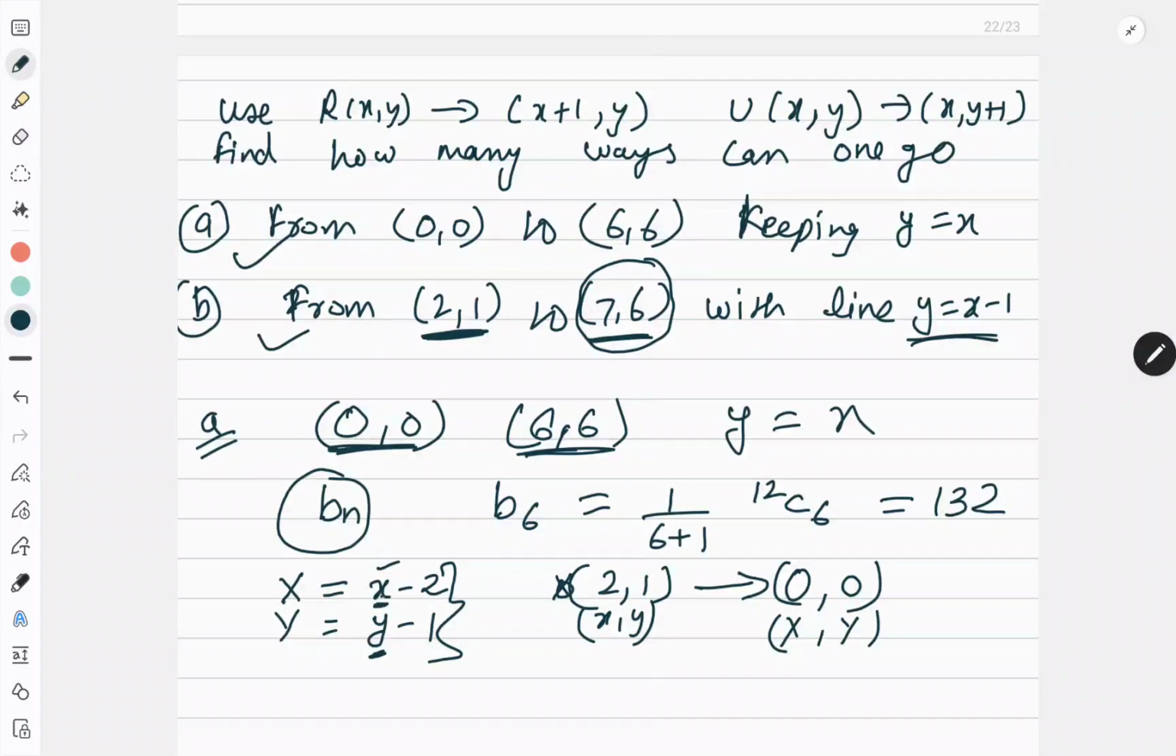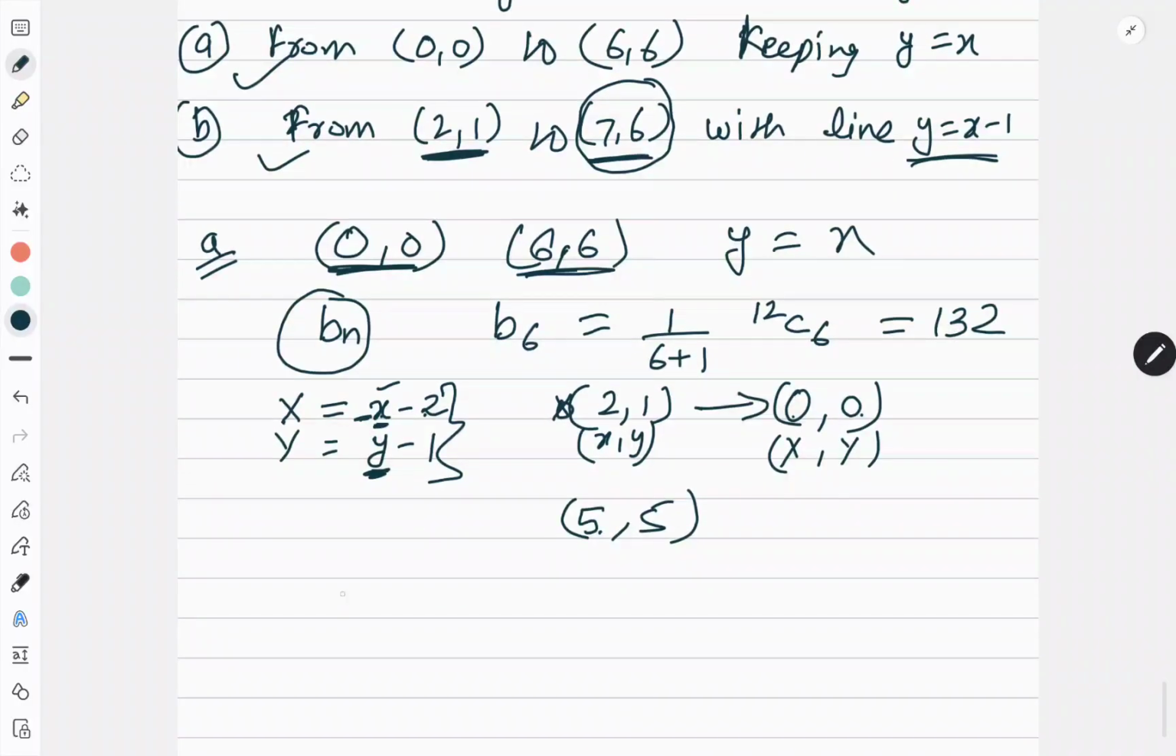Now let me check what will happen to the other point. Capital X is x minus 2. If I put here 7, 7 minus 2 is how much? 7 minus 2 is 5, right? So 5. Same way, 6 minus 1 is what? 5. So now I am moving from 0 comma 0 to 5 comma 5. Now what was the line given? Y is equal to x minus 1 is the line given. Correct. So now I should change it into capital X and capital Y.